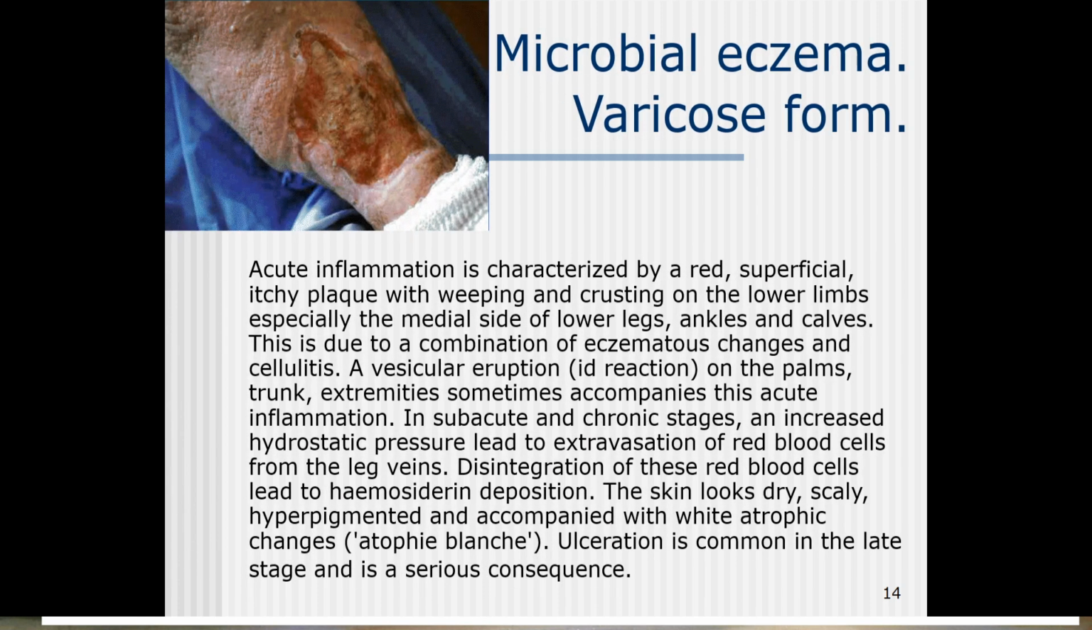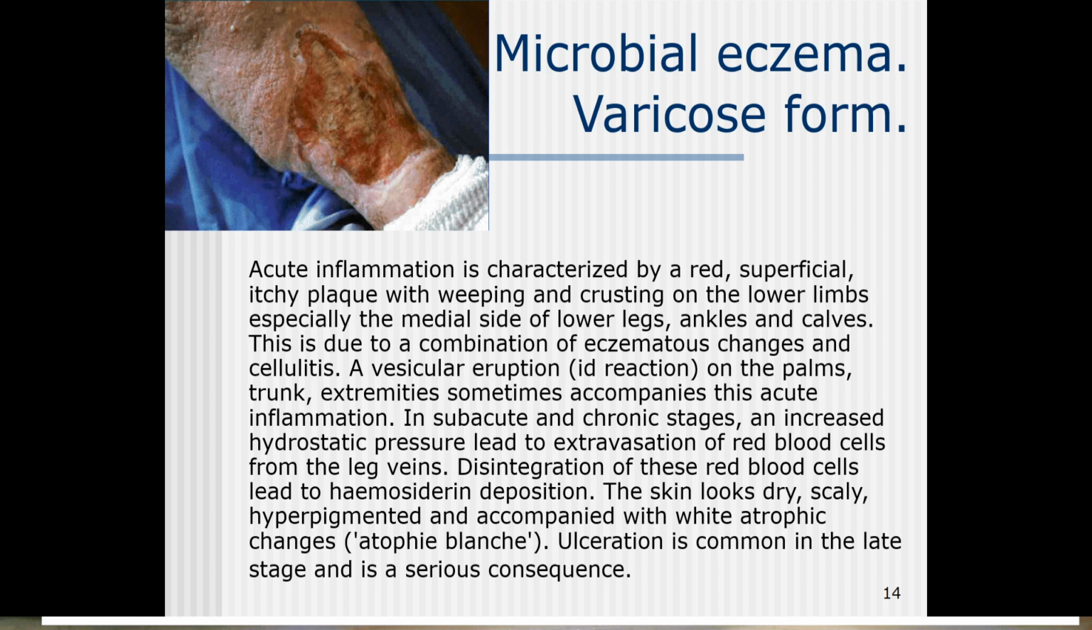Varicose vein microbial eczema. Acute inflammation is characterized by a red, superficial, itchy plaque with weeping and crusting on the lower limbs, especially the medial sides of the lower legs, ankles, and calves.